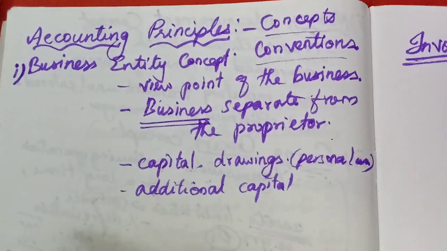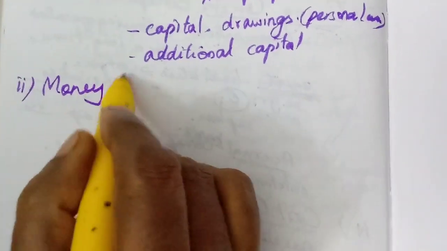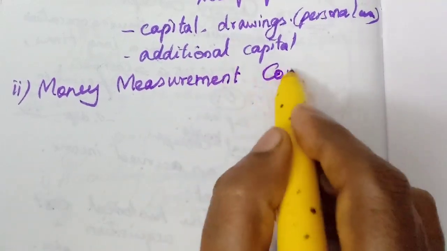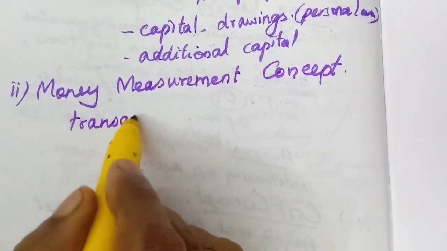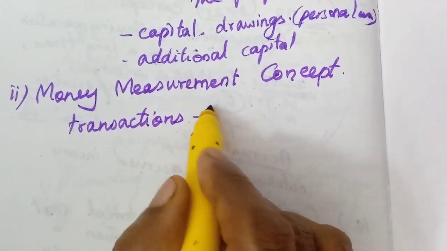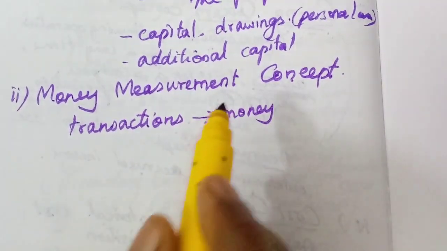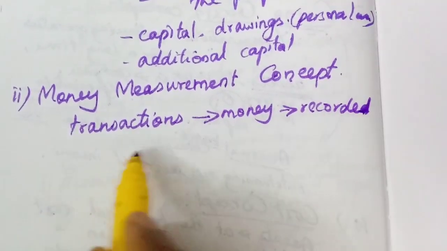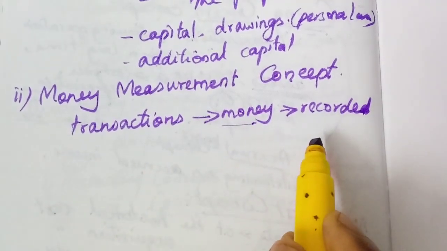Then the next concept is the money measurement concept. I explained all this already, but once again I am explaining. Here, all the transactions which can be measured in terms of money are recorded in the books of accounts. Any transactions which cannot be expressed in terms of money are not entered in the books of accounts.